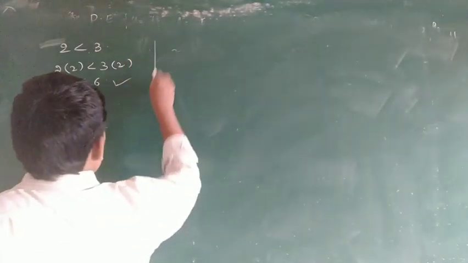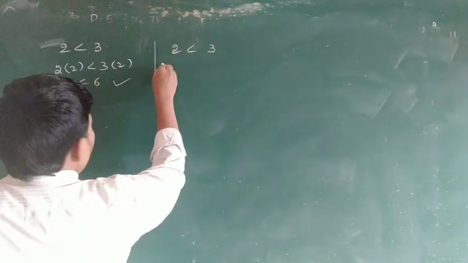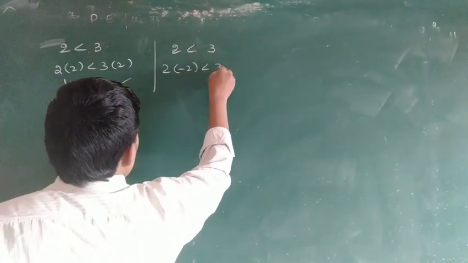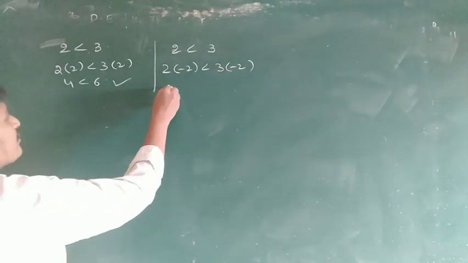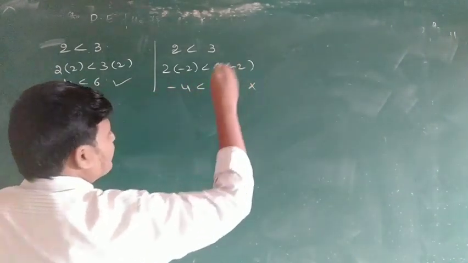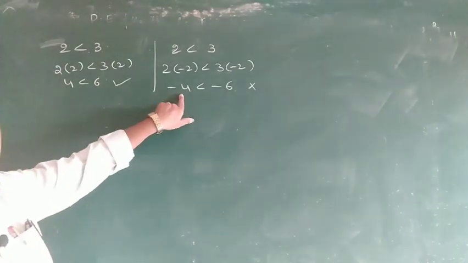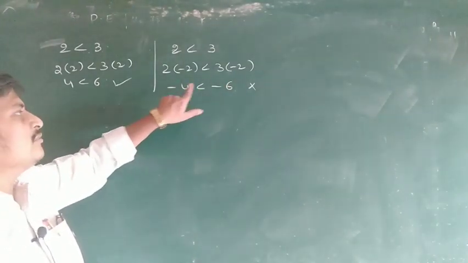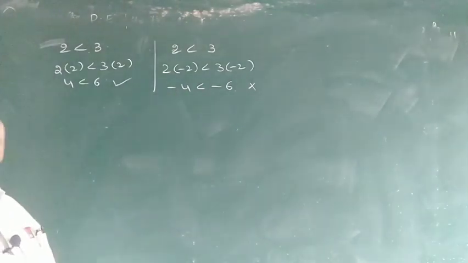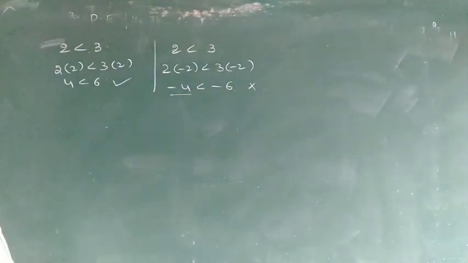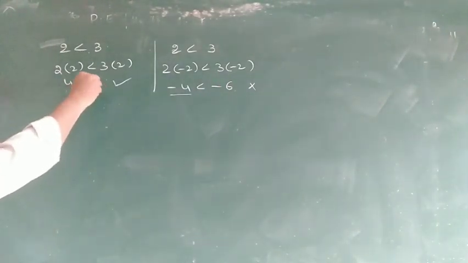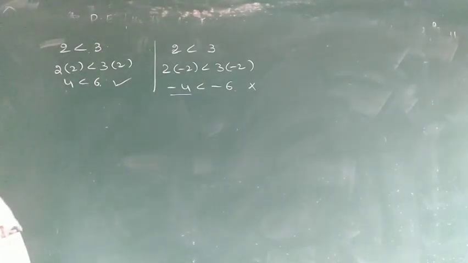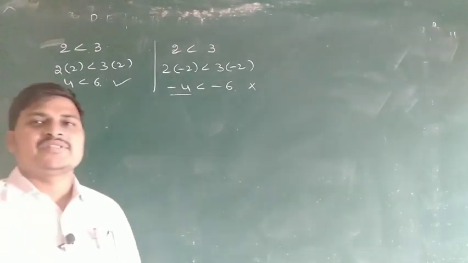For example, 2 less than 3, multiply by minus 2: 2 times minus 2 less than 3 times minus 2, that is minus 4 less than minus 6, which is wrong. Minus 4 is bigger than minus 6, not minus 6 bigger than minus 4. Which one is bigger? Minus 4 is bigger, minus 6 is smaller. Here, 4 is smaller and 6 is bigger. In positive numbers, the highest number is highest and the lowest is lowest. In negative numbers, it is reversed.